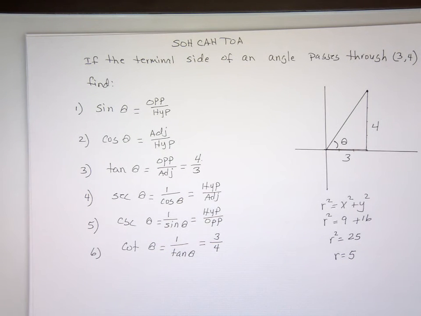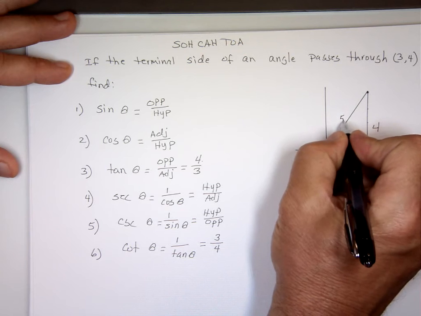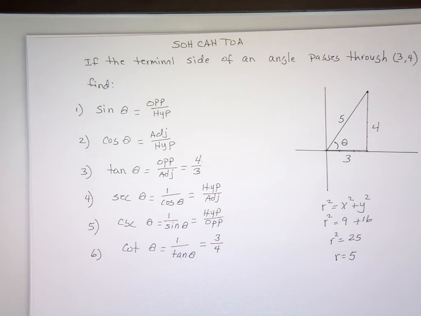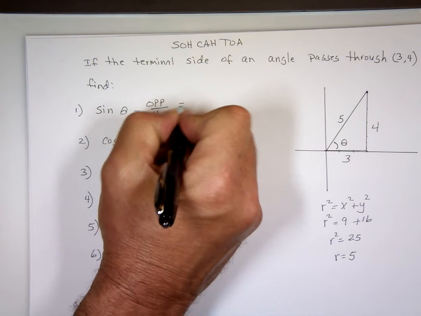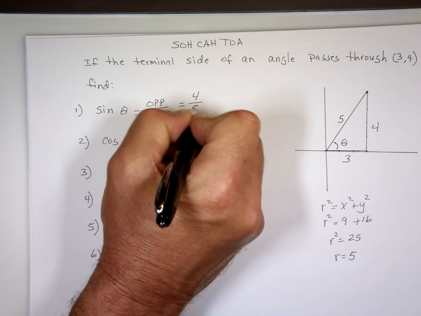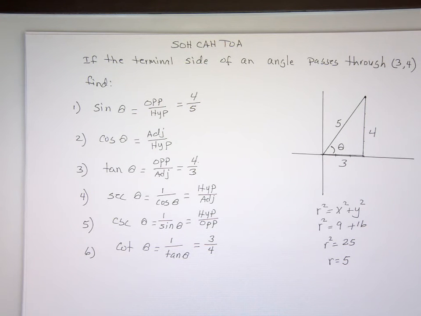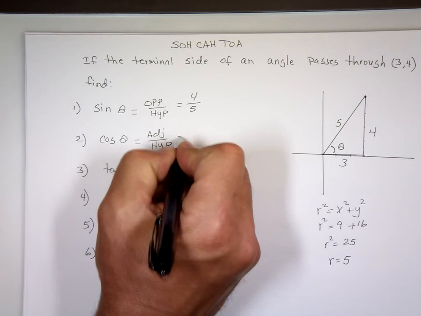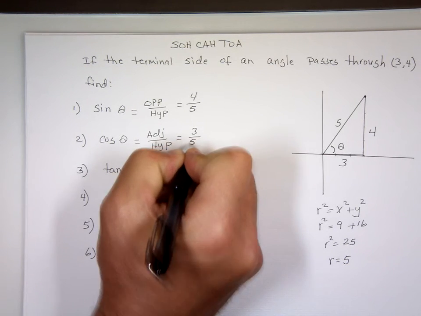So notice I solved for the hypotenuse. Now I know this is 5. I'll put it in now. Now I can answer all the questions. What's the sine? Opposite over hypotenuse, 4 over 5. What's the cosine? Adjacent over the hypotenuse, 3 over 5.